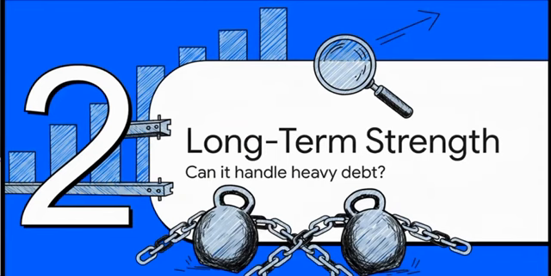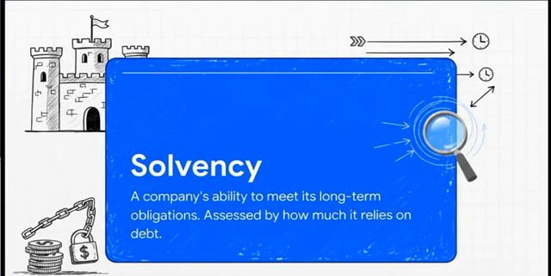So we've checked the immediate vitals. Now let's zoom out a bit and look at the company's long-term strength. The question we're asking here is, how much heavy-duty debt can this company realistically carry over the long haul? This brings us to our next keyword, solvency. This is all about whether a company can survive for the long run. And to figure that out, analysts look at its leverage, which is just a fancy word for how much the company is relying on borrowed money to keep the lights on.